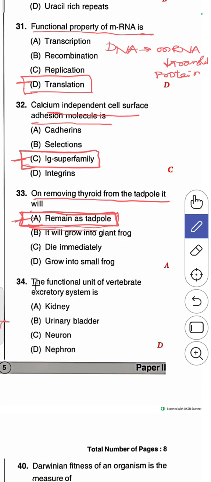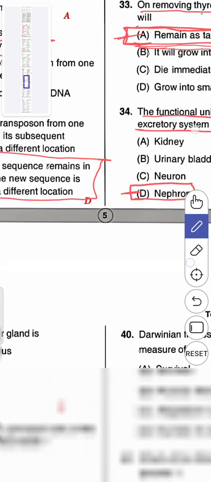Then 34. The functional unit of the vertebrate excretory system, that is the functional unit of the kidney or the excretory system, is the nephron. So D is the right answer for this question.